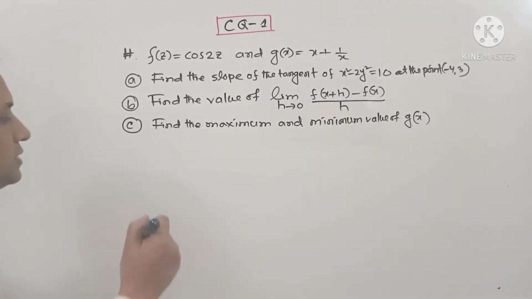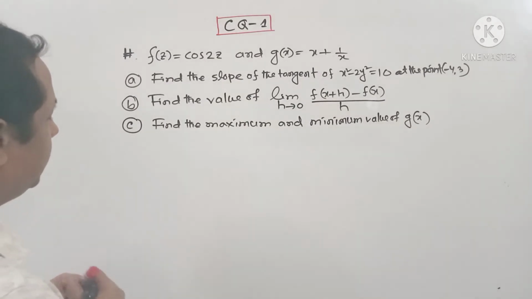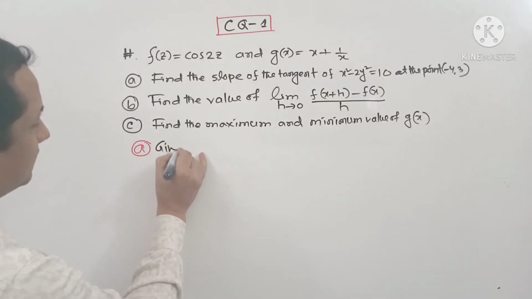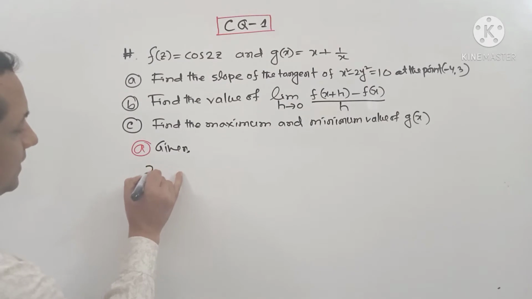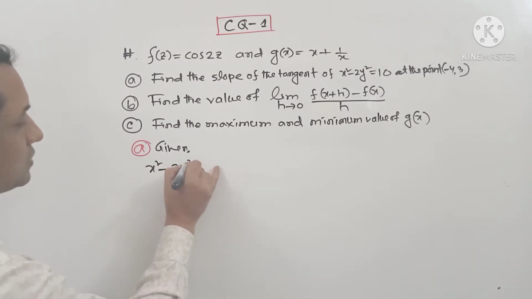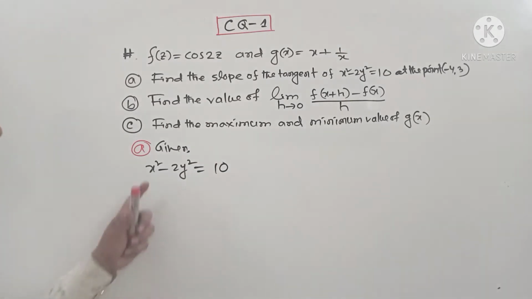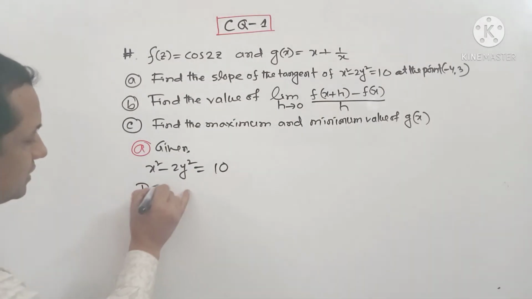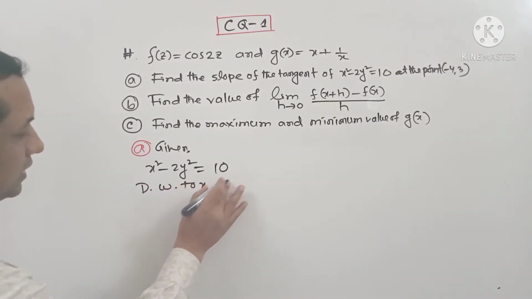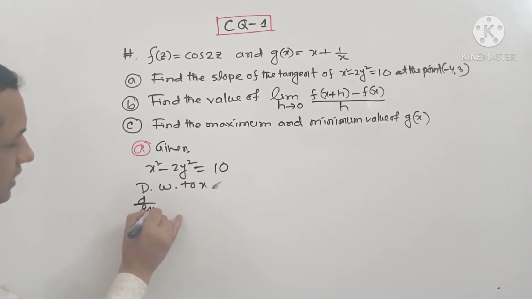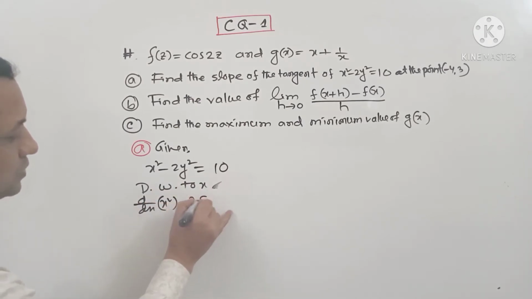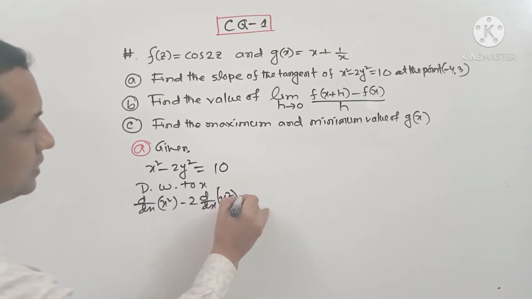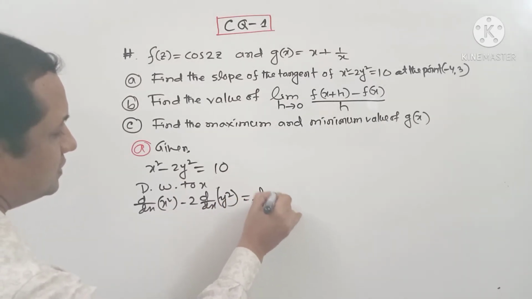So start now, students. Here is question number A. According to the question, x square minus 2y square equals 10. Now differentiating with respect to x, we take d dx of x square minus 2y square, where 2 is a constant, and d dx of 10.